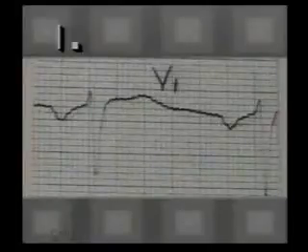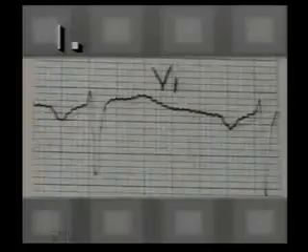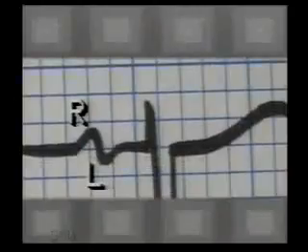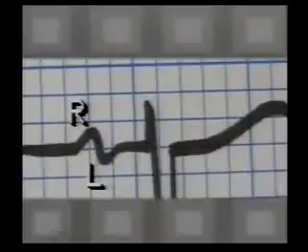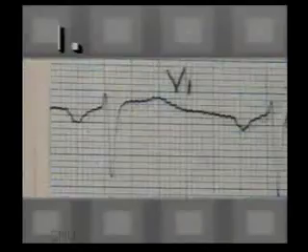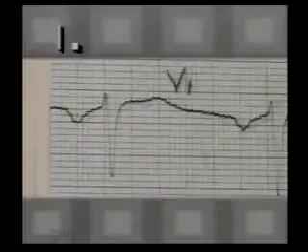Now see the P wave in lead V1. The P wave has a broad negative component. In lead V1, P wave is biphasic. The first positive component is right atrial and second negative component is left atrial. So left atrial hypertrophy can also be diagnosed from a broad negative P wave in lead V1.